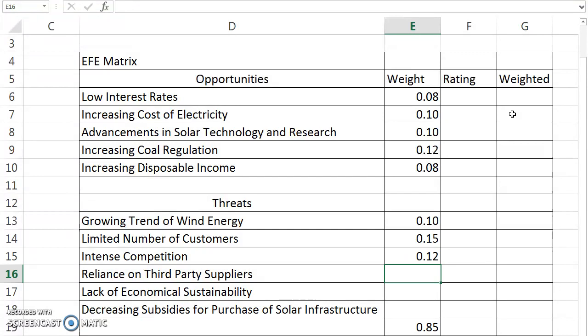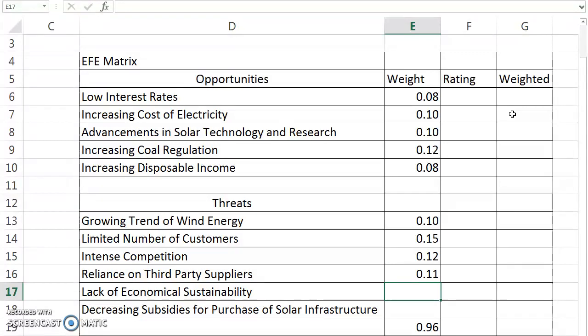Reliance on third-party suppliers. Here we have not a narrow customer base, but now we have a supplier base that's pretty narrow. This industry is still developing, and in order to gain the materials and the technology necessary, we have very few vendors to select from. Maybe, given my research, I think it's fairly significant, but remember, this is relative. I'm comparing it to other threats and opportunities. Maybe I think that it's pretty important to realizing success, but perhaps it's not as important to realizing success as the intense competition is. Maybe I'll give it a 0.11.